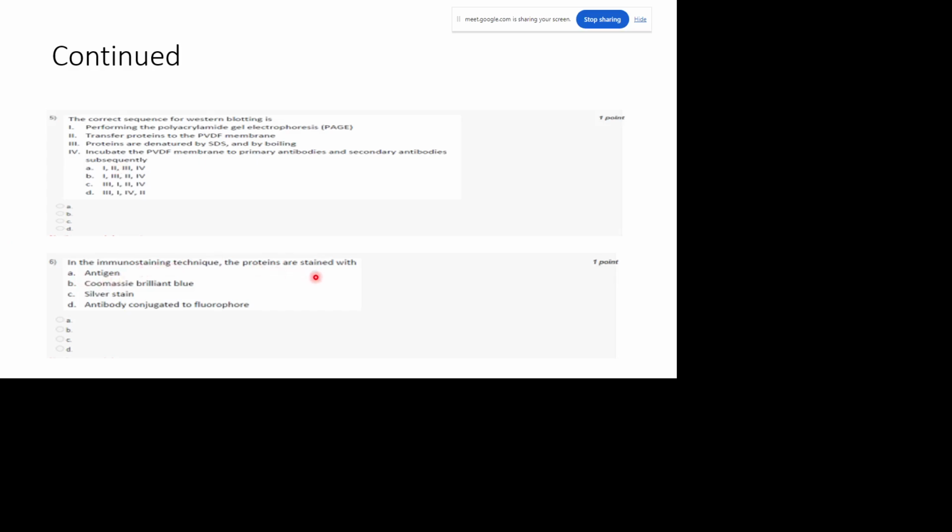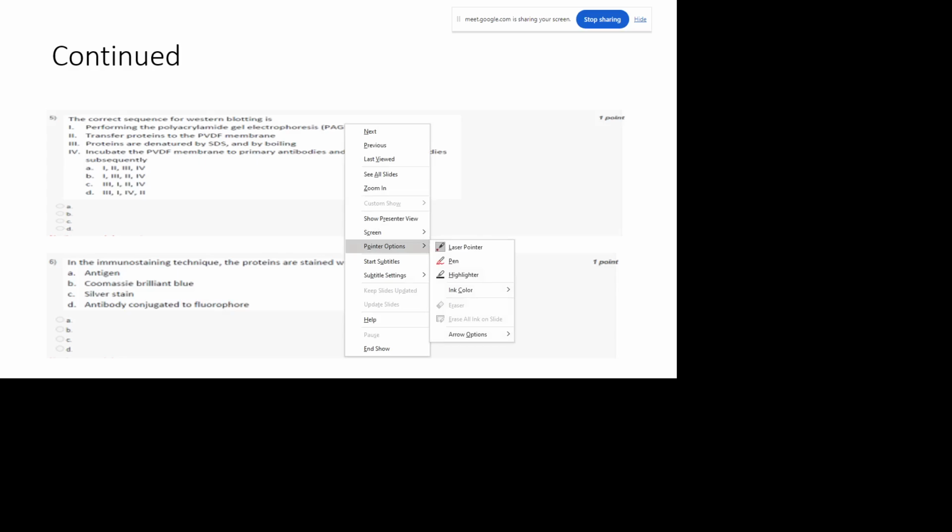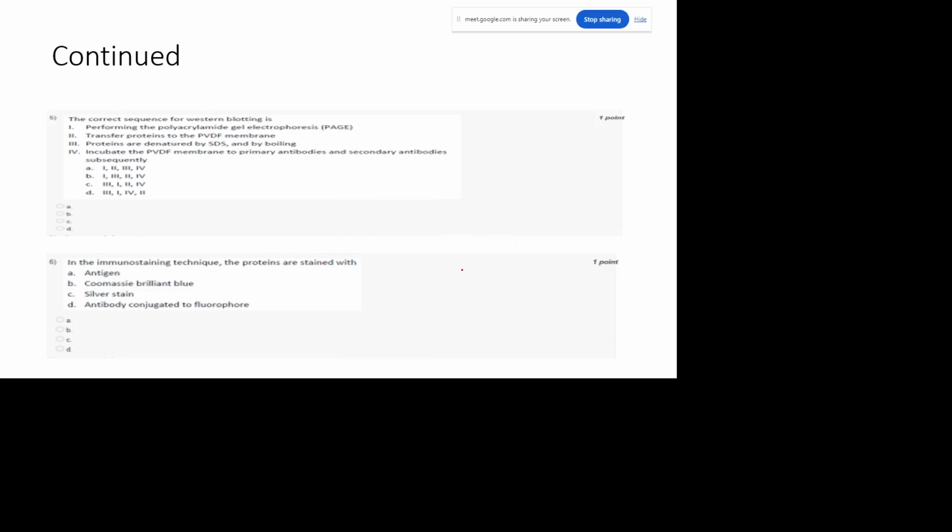In the immunostaining technique, the proteins are stained with antigen, Coomassie blue, silver stain, or antibody conjugated to the fluorophore. So for immunostaining, if this is a protein which you need to visualize, then you will use a primary antibody which will bind to this protein, and then you will use the secondary antibody which will bind to the Fc region of the primary antibody and which is conjugated with some fluorophore probe, for example FITC or DsRed, right?